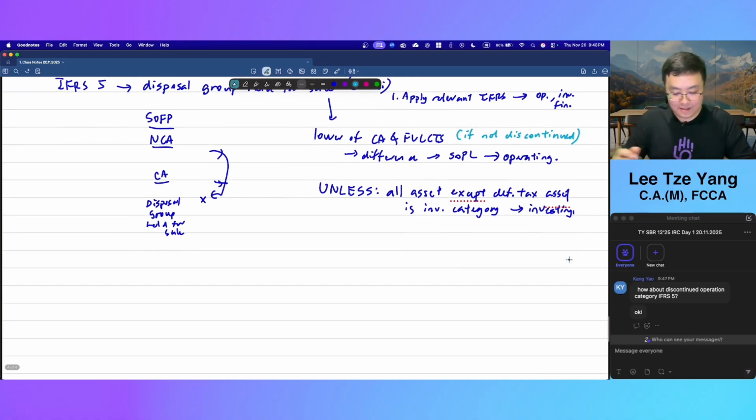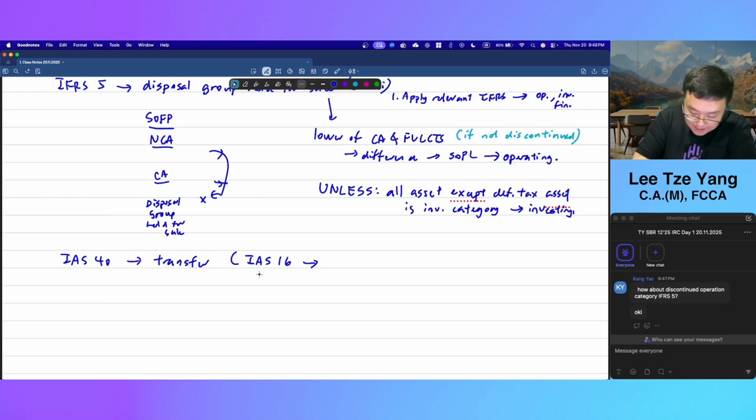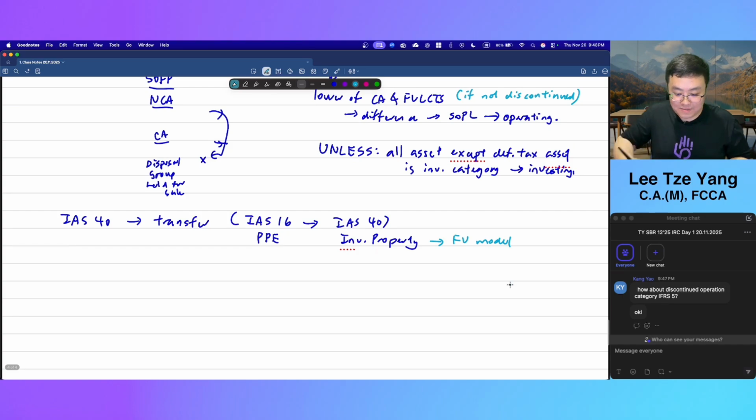Okay, everyone, the next thing I want to tell you, maybe you have forgotten about this. It is about the IAS 40 transfer. Still remember? For example, previously I am using IAS 16, I am PPE. Then afterward I decided I don't want to use it anymore. I want to change to IAS 40 investment property. Now if it is like this, let's say the investment property uses the fair value model, then our accounting step is like this.